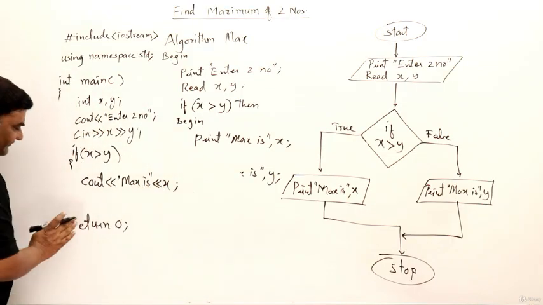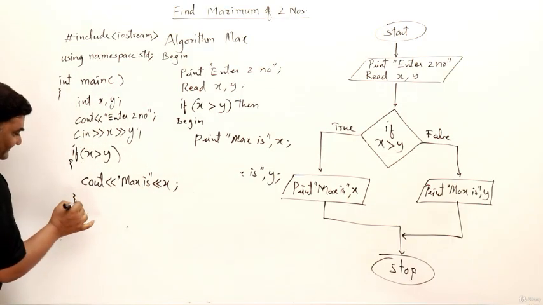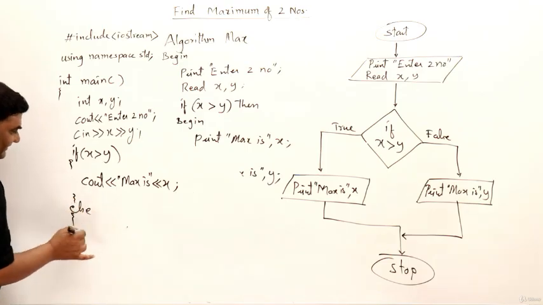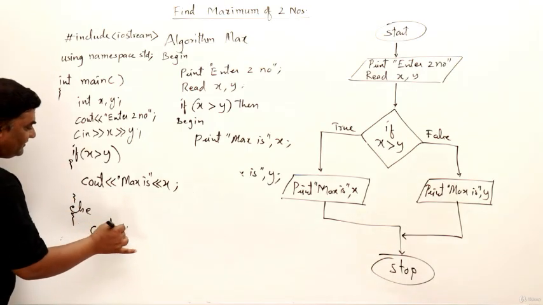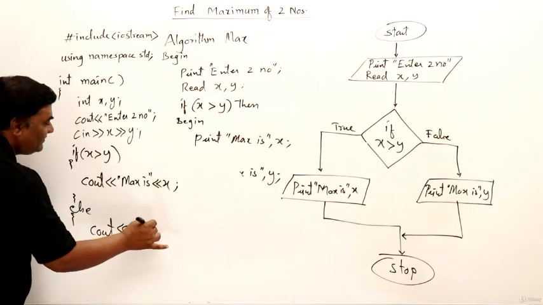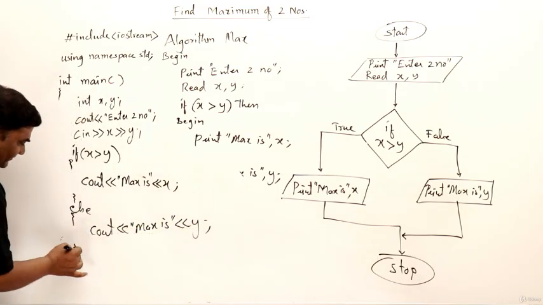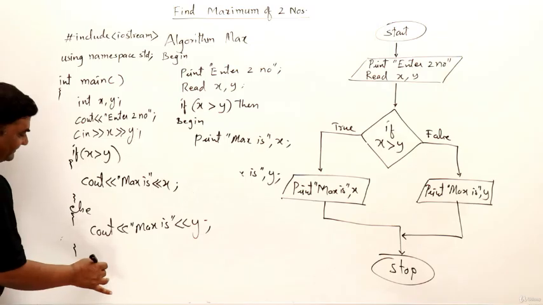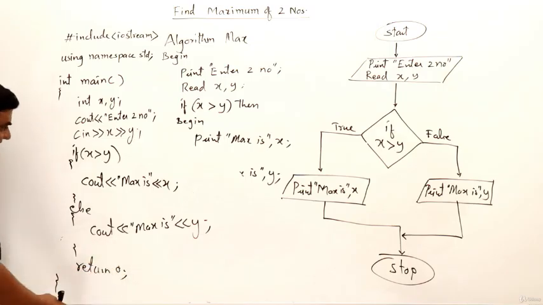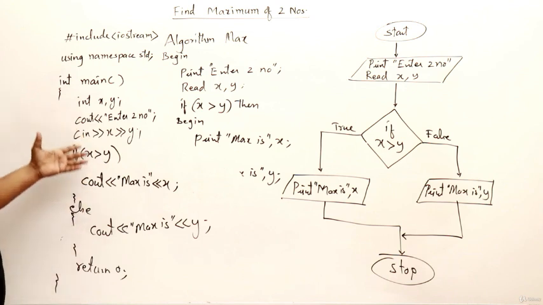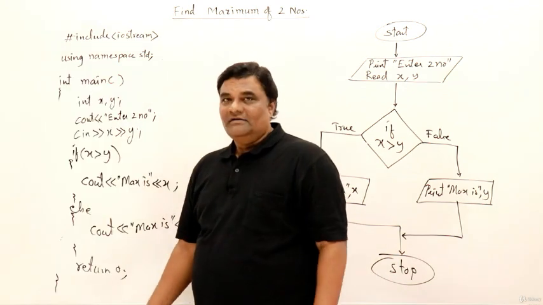This is for if. Then else, again the end of if block, then inside else say cout max is y. That's all. End of this one, say return 0, end of the function. So this is the end of main function. So this is how a program looks like. I'll remove this. So that's all.